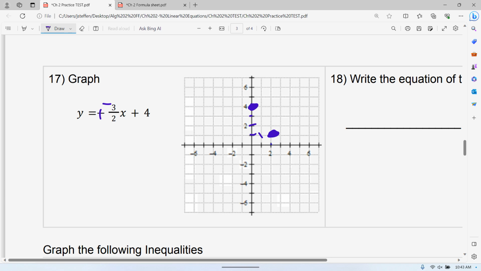And remember, if you go down and to the right, that's the same thing as going up 3 to the left 2. So down and to the right is the same as going up and to the left. You only need 2 points, but I always like putting an extra couple.